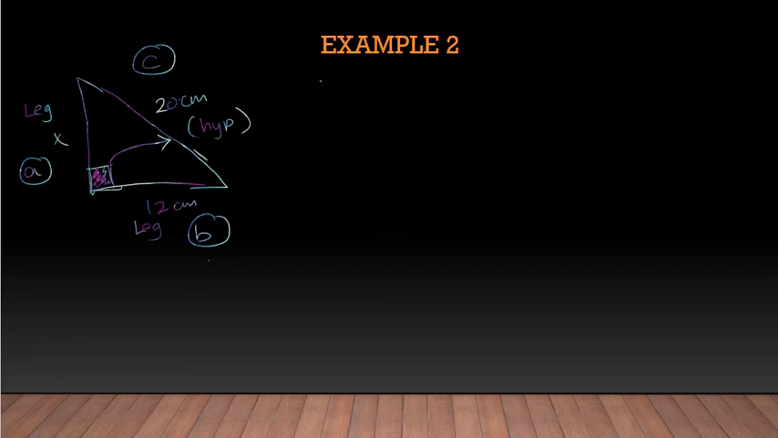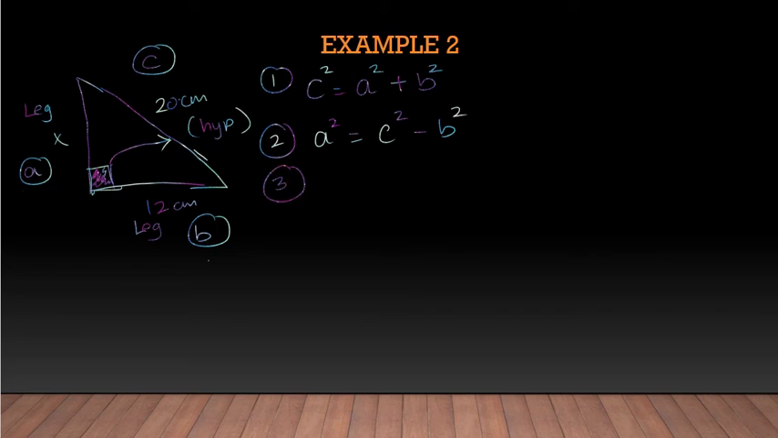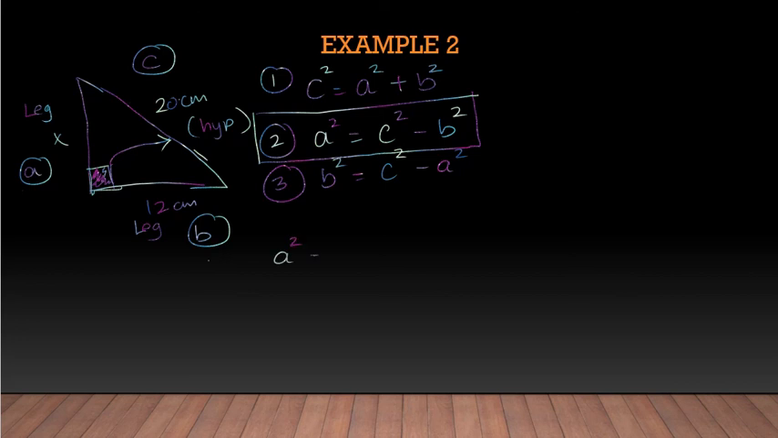There were three formulas given to you. C squared equals A squared plus B squared. When we need to find the hypotenuse, we will use formula number 1. Formula number 2 is if you need to find A squared, so it will be C squared minus B squared. Number 3 is if you need to find B squared, it's C squared minus A squared. So now let's say we labeled this one A. We need to find A, so I am going to use formula number 2.